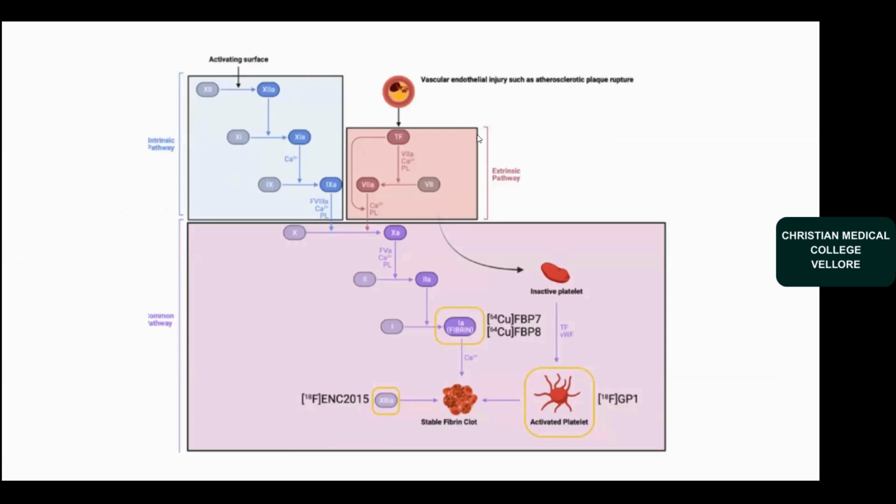So this sums it up. The intrinsic and the extrinsic pathways converge at factor 10, then prothrombin to thrombin, then fibrinogen to fibrin. So for fibrin, the major radiotracers are copper 64 tagged with FBP 7 or 8. Then for 13A, it's F18 ENC 2015. And for activated platelets, it's F18 GP1.